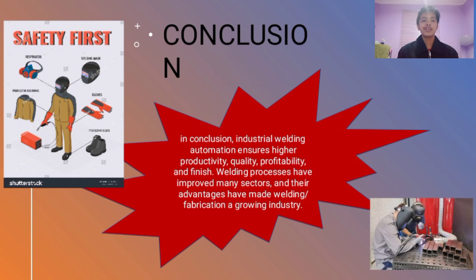Alright, in conclusion, industrial welding automation ensures higher productivity, quality, profitability, and finish. Welding processes have improved many sectors, and their advantages have made welding fabrication a growing industry. So, before we end our presentation, I would like to give some advice before we start welding. We must wear a safety kit, such as welding mask, gloves, safety boots, and protective clothing, so that we can prevent any danger. Okay, that's all from us.